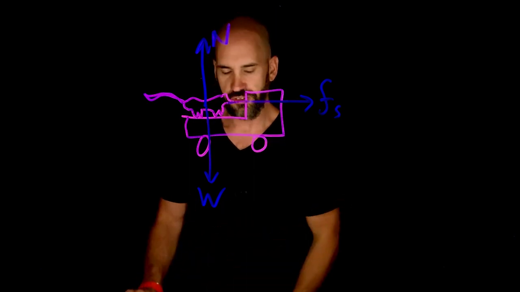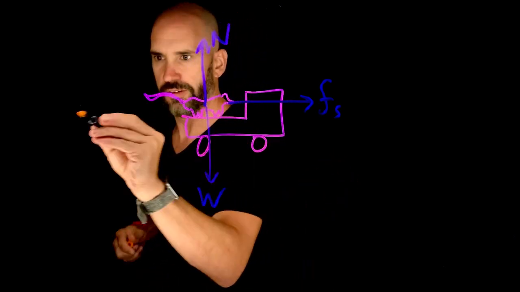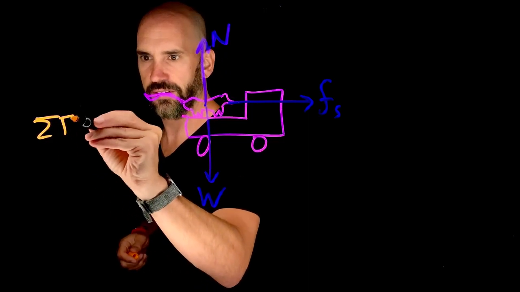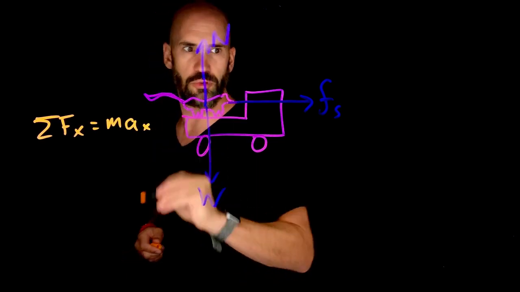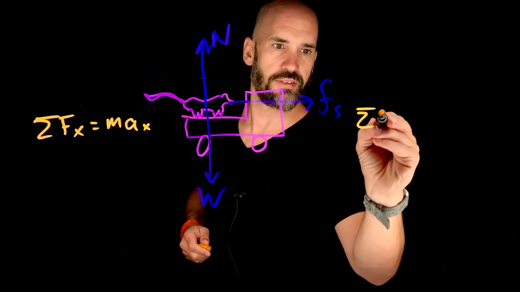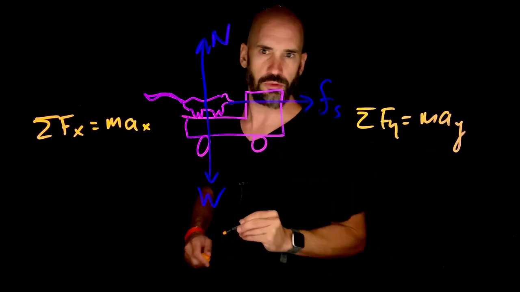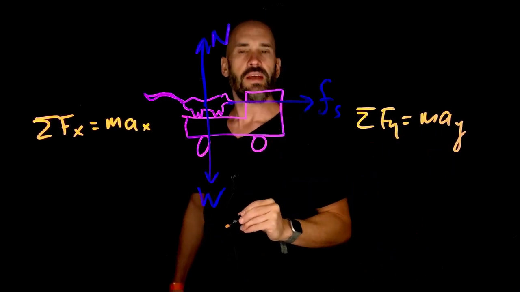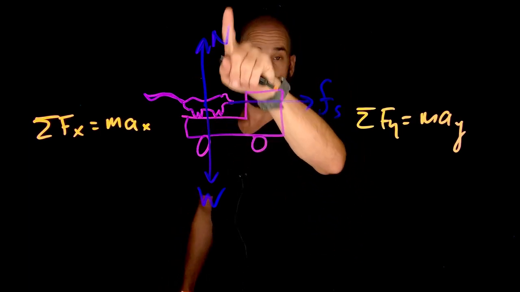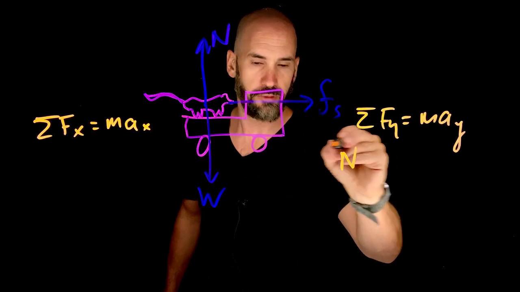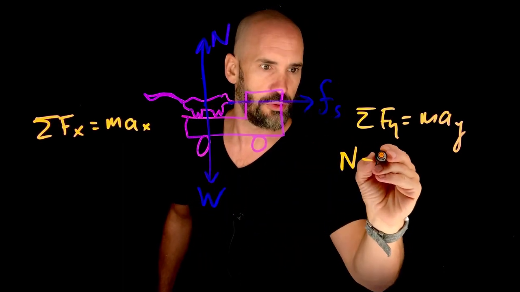So for starters, I have the summation of forces in x must equal m a_x, like usual, and the sum of the forces in y must equal m a_y, like usual. I'm going to start in y this time, just for funsies. What's going in the positive y direction? N, my normal force, obviously. What's going in the negative y direction? The weight, as usual.